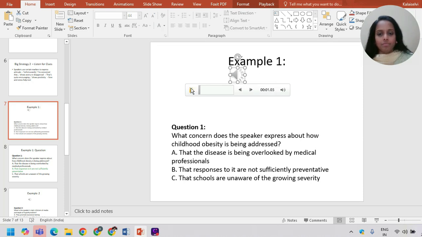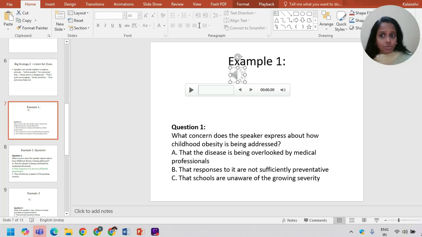Over the last 2 decades, we've witnessed a dramatic shift. No longer is childhood obesity just a lifestyle issue, it's now classified as a chronic disease. And yet, the way we approach it remains reactive. We wait for symptoms to worsen rather than prevent them. I've argued time and again that schools and policymakers must be proactive, not passive.